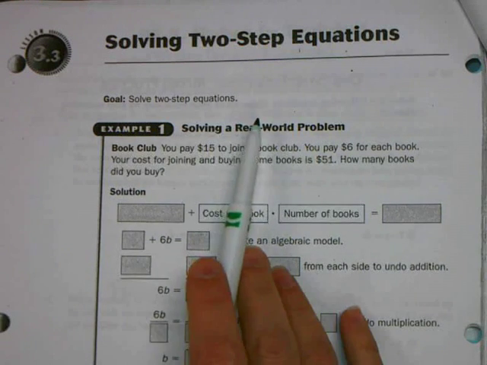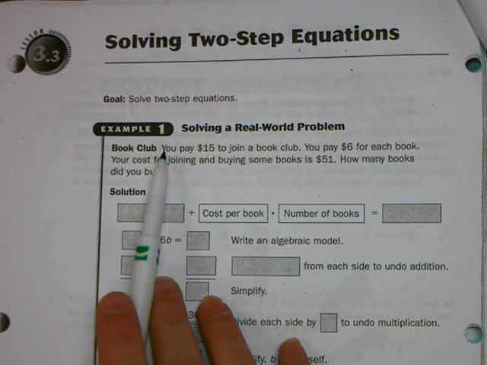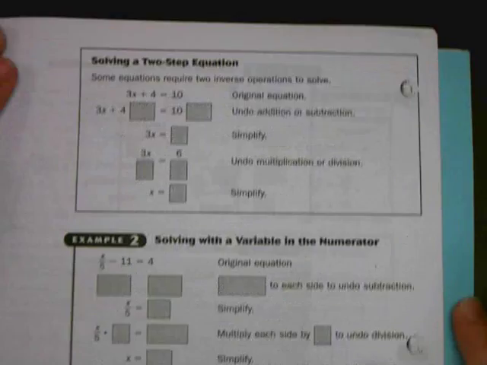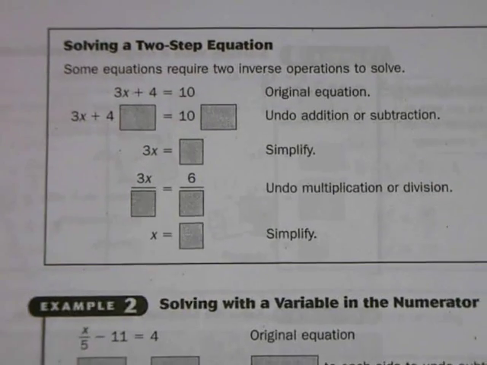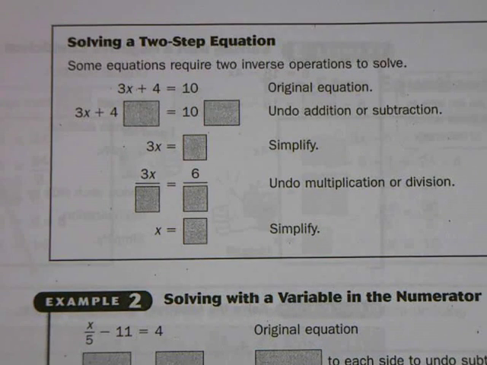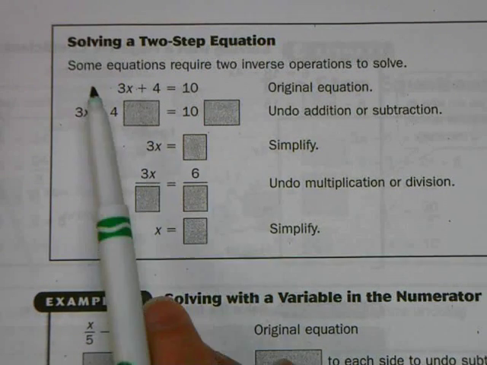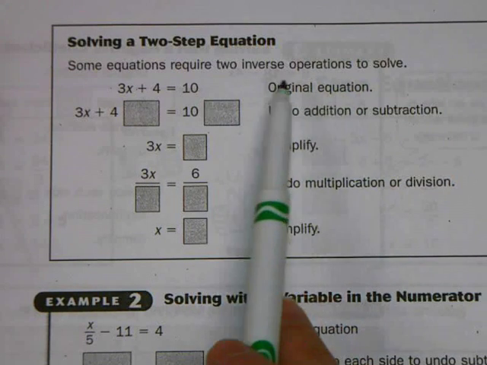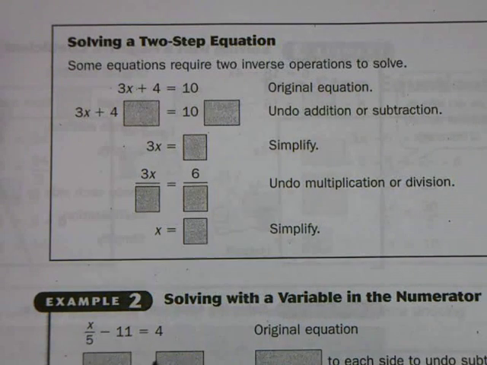These are the notes pages that we're on, but actually we're going to come back and do this example number 1 last. So if you can flip over to the next page right here to the top of this, I'll try and zoom in a little bit, where it says solving a two-step equation. This is going to tell us exactly what to do. It says some equations require two inverse operations to solve, or two opposite operations to solve them.